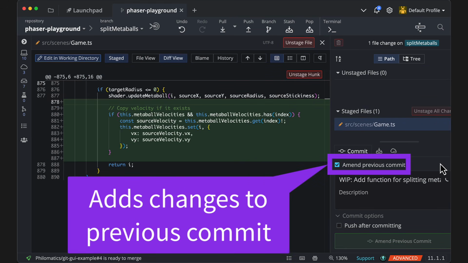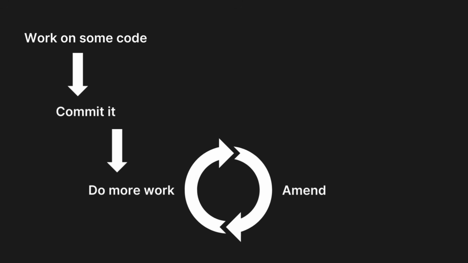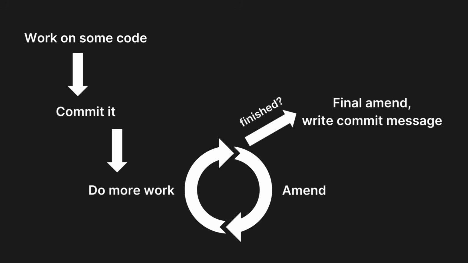This enables a really nice workflow even without using AI, where I start working on a feature, make an initial commit, and keep iterating on it and amending my changes as I go. Once I'm happy with it, I make the final amend where I also update the commit message and then I push it. Be careful though.